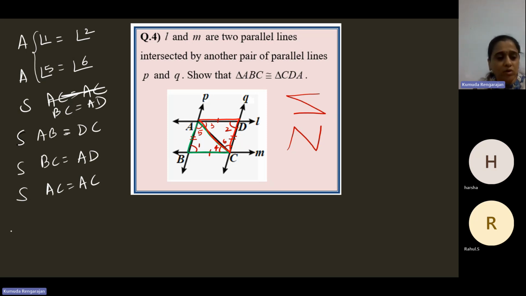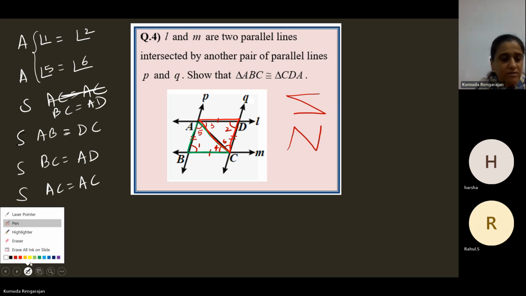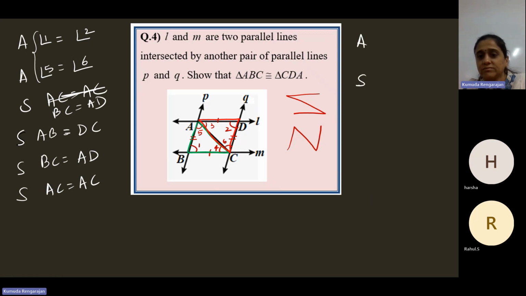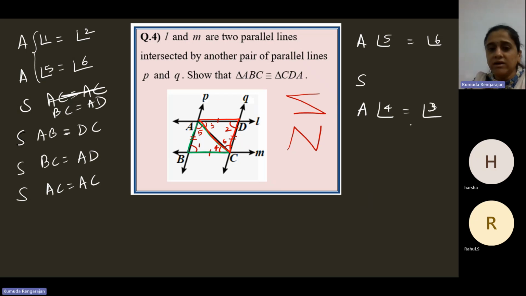That is AAS. But if you want to make it ASA, you can write angle 5 is equal to angle 6. You can write angle 4 is equal to angle 3. Both are alternate interior angles, so they are equal. Which is the side included by angle 5 and angle 4? AC. Which is the side included by angle 6 and angle 3? AC. This is ASA.